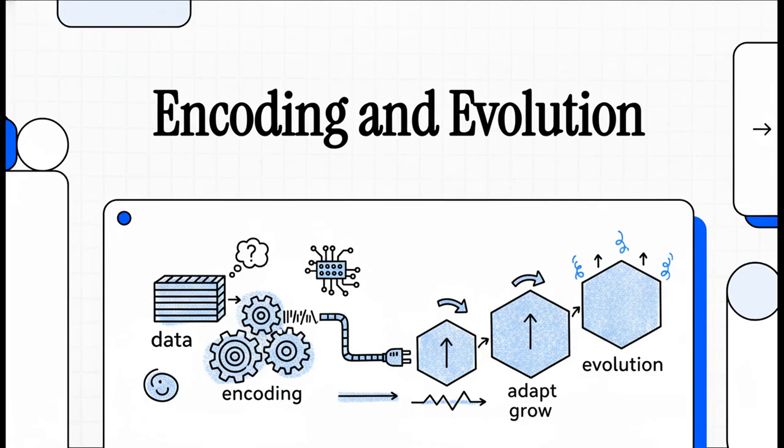Welcome to The Explainer. Today, we're diving deep into a fundamental but maybe overlooked part of software, how we encode our data. We're going to see how the choices we make today about something as simple as a data format have this massive ripple effect on our ability to change, adapt, and grow our applications tomorrow.